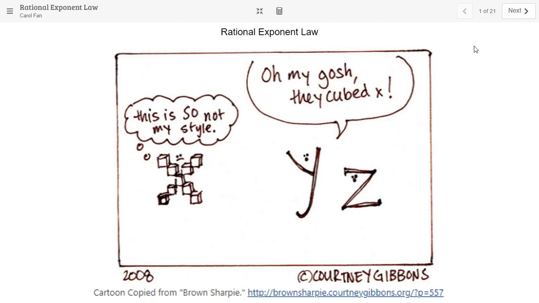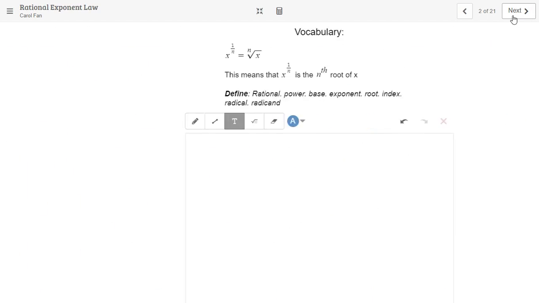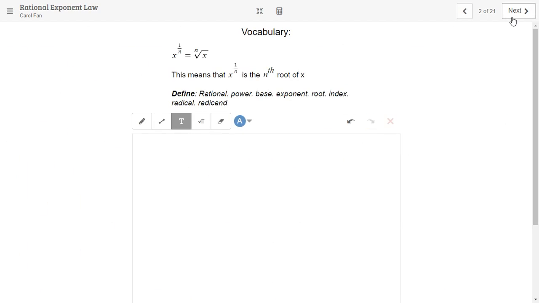Hi, class. Today our topic is the rational exponent law. Before we dive right into the rational exponent law, let's review a bit of vocabulary. So, very briefly, the rule says if I have x to the power of 1 over n, we get the nth root of x. So, there's a number of things that might not be clear, so let's clarify.